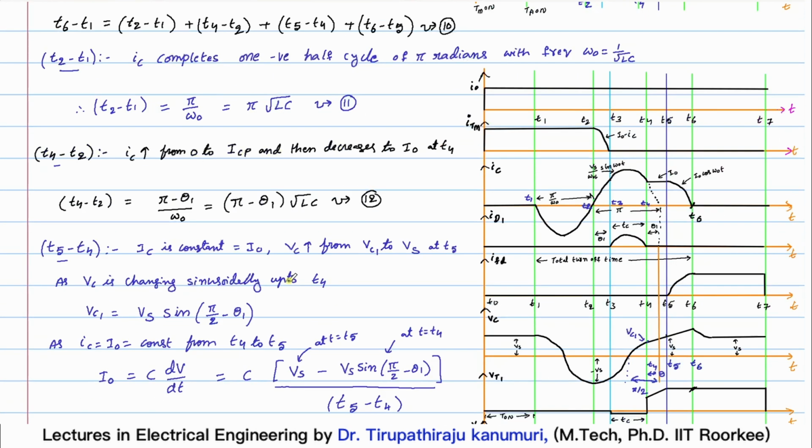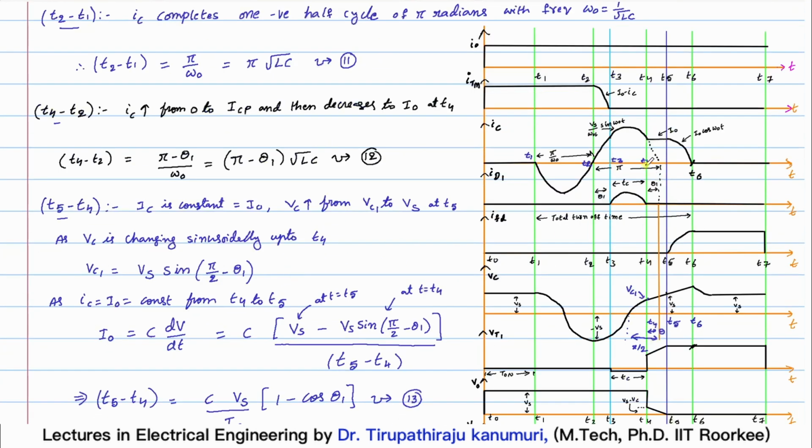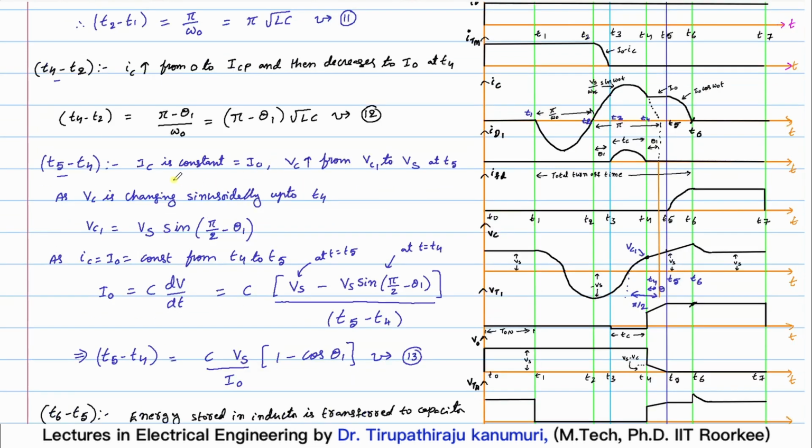Now coming to the next duration, T5 minus T4. From T4 to T5, your current through the capacitor is constant. It is maintained as constant. So the capacitor will gradually charge. By the time of T5, it will charge to a voltage equal to Vs. That means it will start from some initial value, which we can call Vc1, and it is charging up to the value of Vs. At this instant, let us assume that the voltage is equal to Vc1. The same thing I am mentioning here. The IC is constant, equal to I naught. Vc increases from the value of Vc1 to Vs at T5.